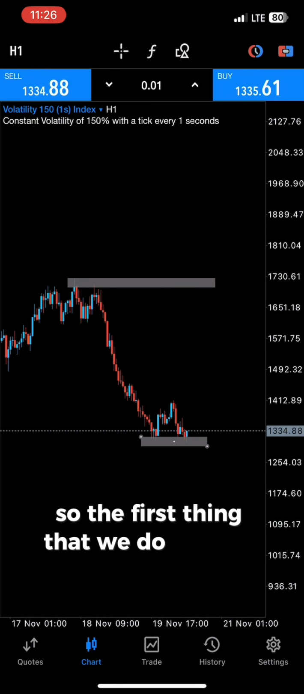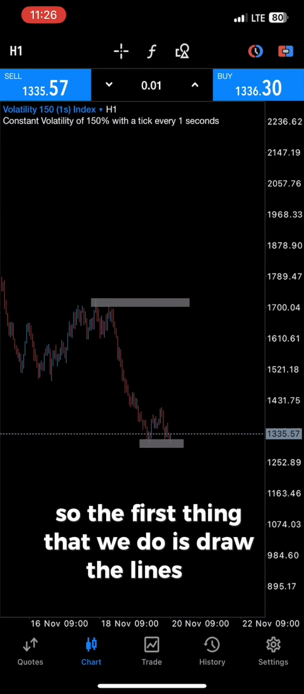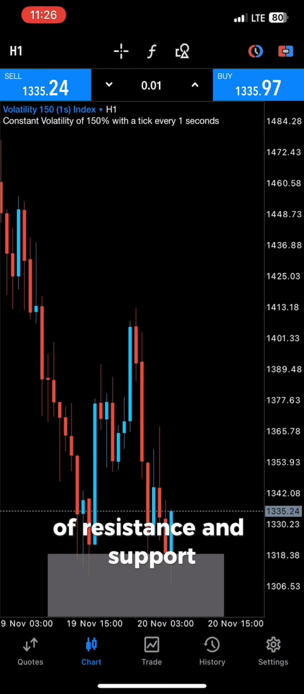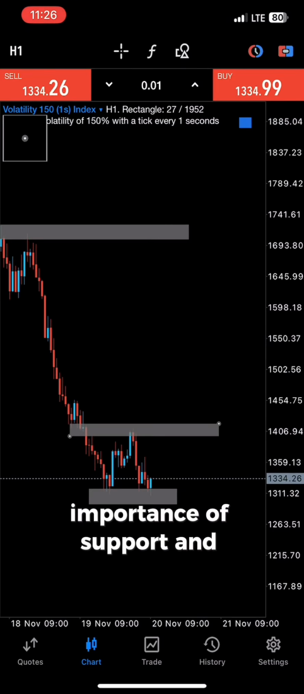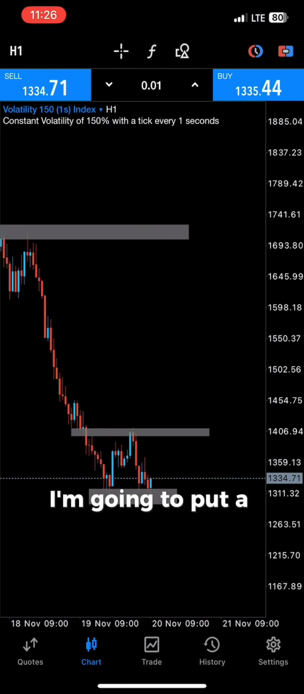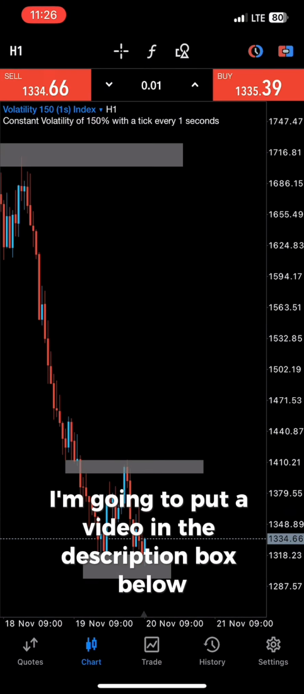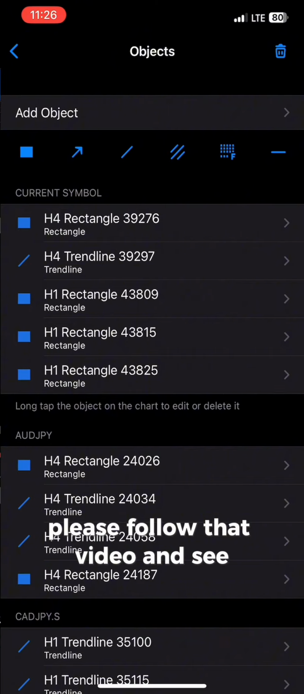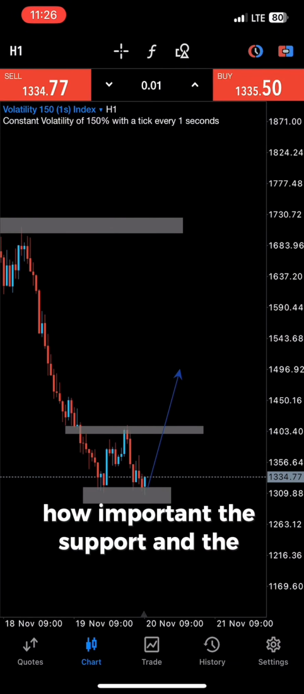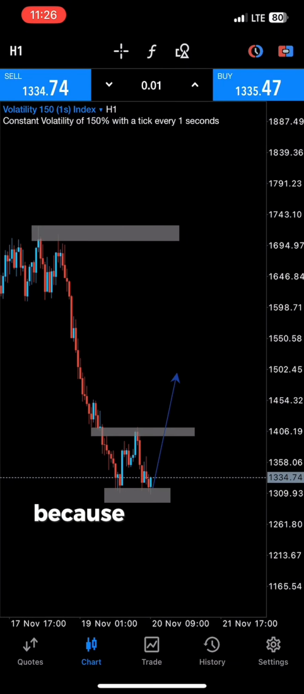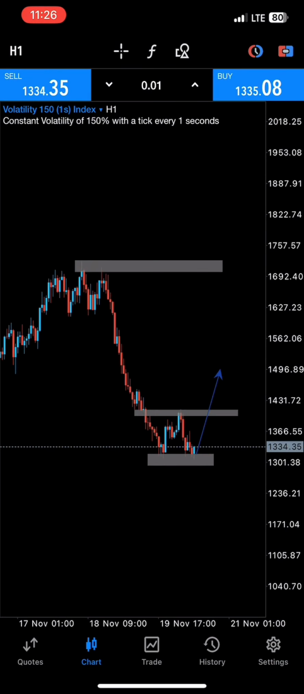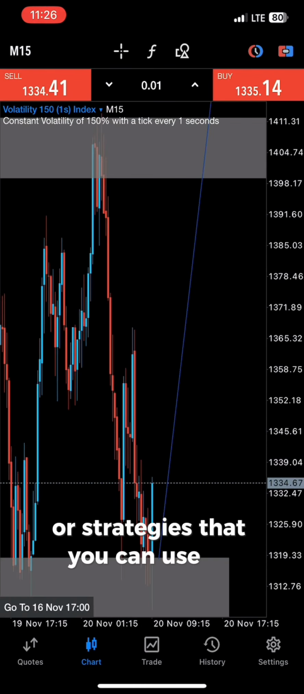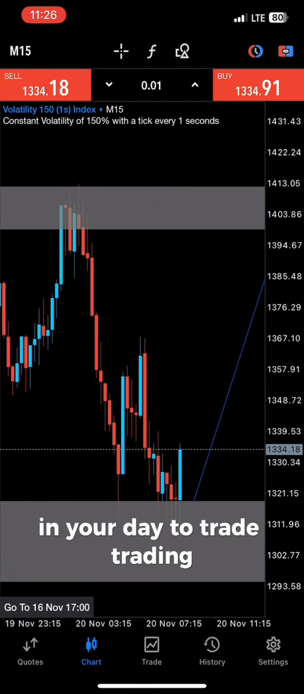The first thing that we do is draw the lines of resistance and support. If you don't know the importance of support and resistance, I'm going to put a video in the description box below. Please follow that video and see how important the support and resistance lines are, because they are one of the most important indicators or strategies that you can use in your day-to-day trading.